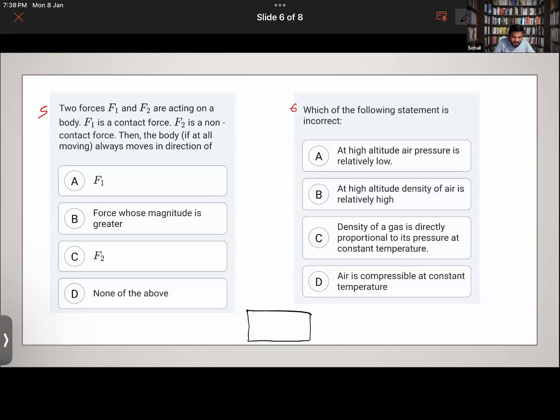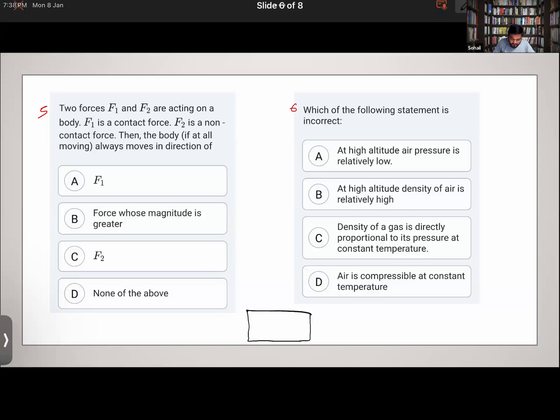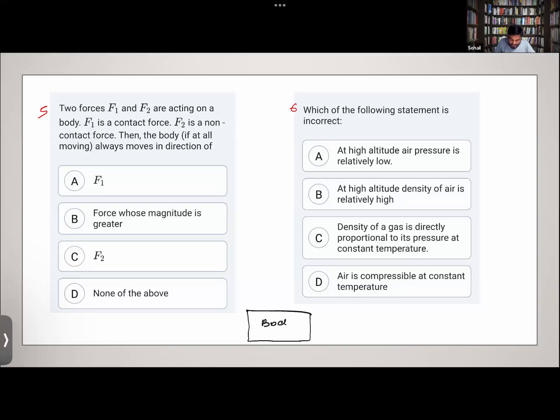Two forces F1 and F2 are acting on this body such that F2 is a non-contact force. This F2 non-contact force could be wind, for example. For instance, it could be a storm. Yes, sir. It could be a storm, while F1 is a contact force. Now the question says, then the body, if at all moving, let's say if the body is moving here, then the body, if at all it is moving, always moves in the direction of what?